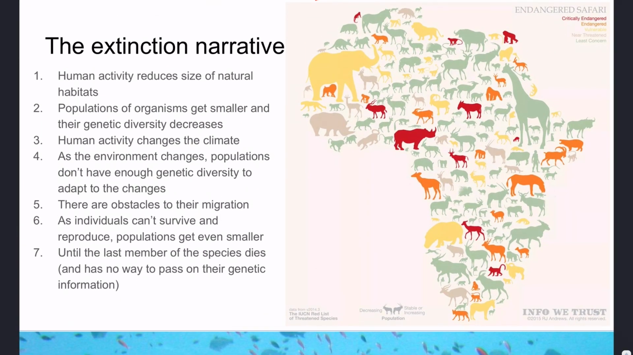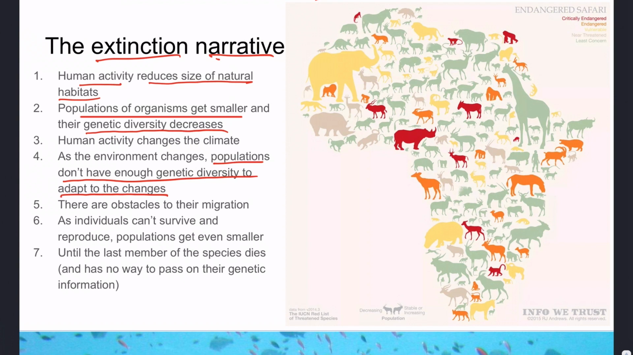So, summarizing all that is this extinction narrative. It's just a little story, putting all these different things together in one idea that hopefully allows all the details to make a little bit more sense. Going back to the beginning, human activity reduces the size of natural habitats. Because of that, the populations of organisms get smaller, and because the populations get smaller, the genetic diversity decreases. Then human activity changes the climate, and presents organisms with a bit more challenge than otherwise they would have. And as the environment changes, populations don't have enough genetic diversity to adapt to the changes. We've spoken about that idea, okay?